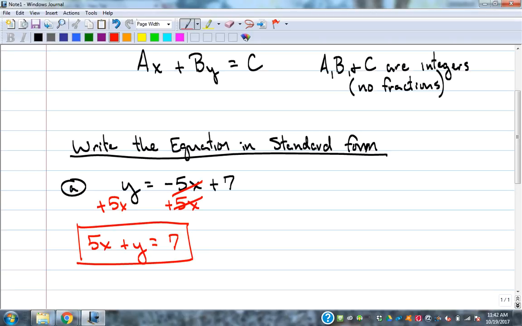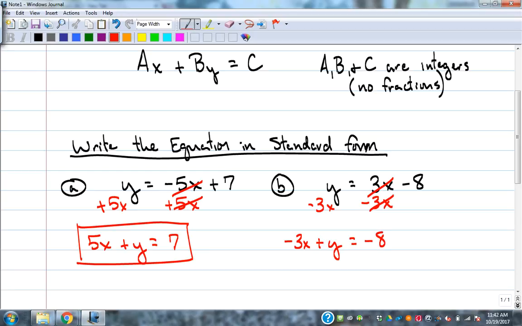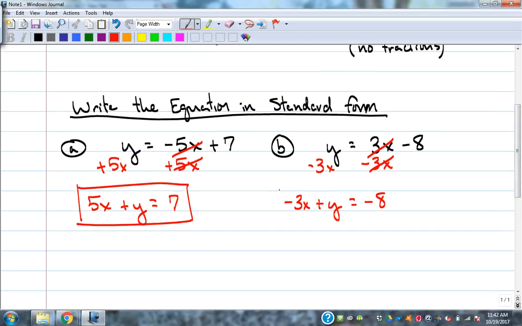All right. Let's take another one. Let's say we had y equals 3x minus 8. And we want to write that in standard form. Okay. Subtracting 3x would get the x and the y on the same side. That's our goal. Get x and y on the same side today. That'd be negative 3x. Then what? Is it minus y or plus y? Plus y, because it was a positive y. It's plain y is positive y. Next was negative 8.